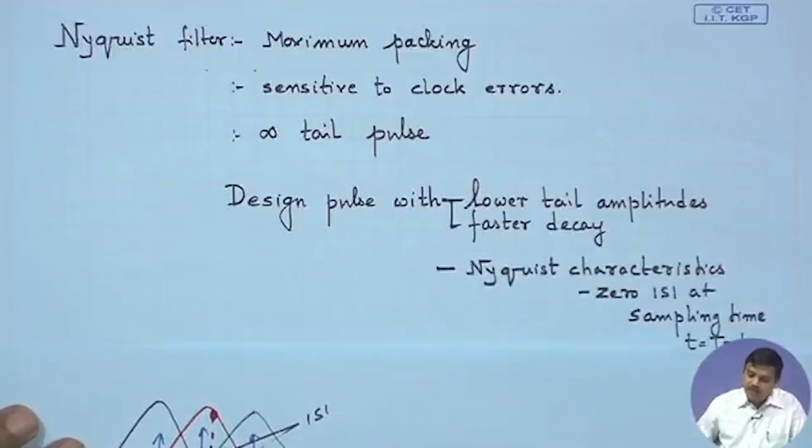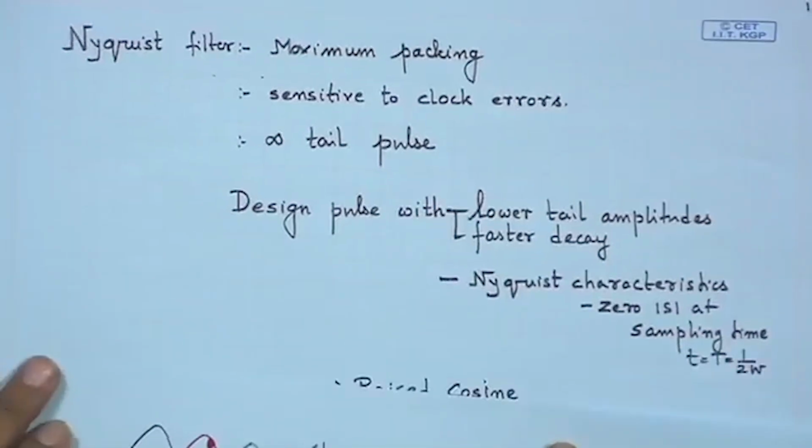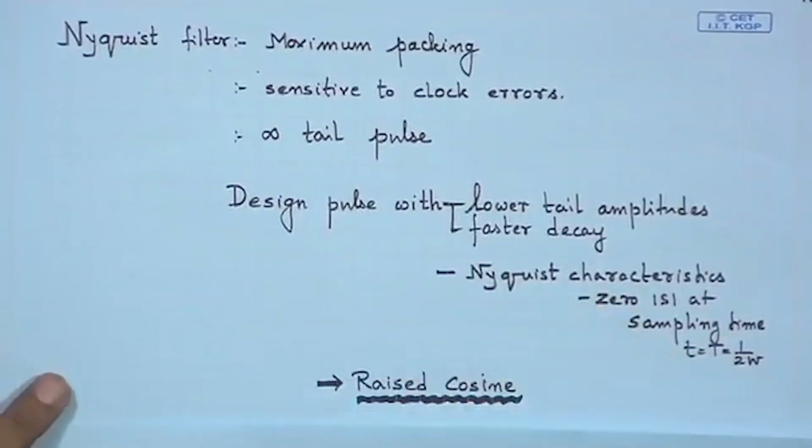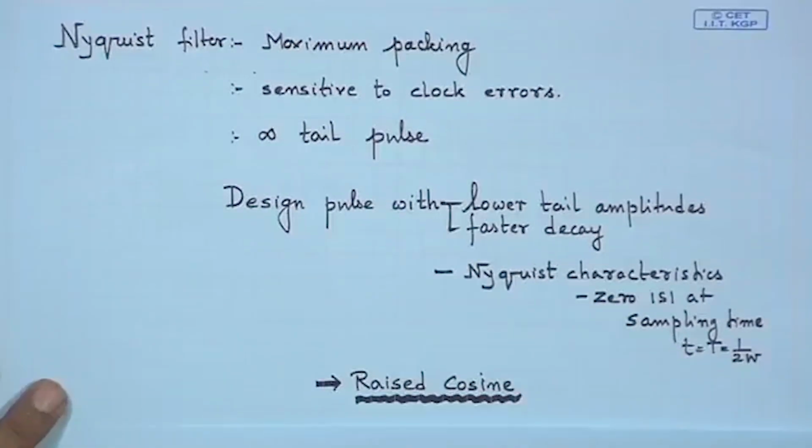The Nyquist criterion characterizes 0 ISI at sampling time. So, we must ensure this, we cannot afford to change this, and one of the famous solutions is the raised cosine, which provides us with the features that we are looking for, right. It will have the Nyquist property, as well as the tails are going to die out much faster.